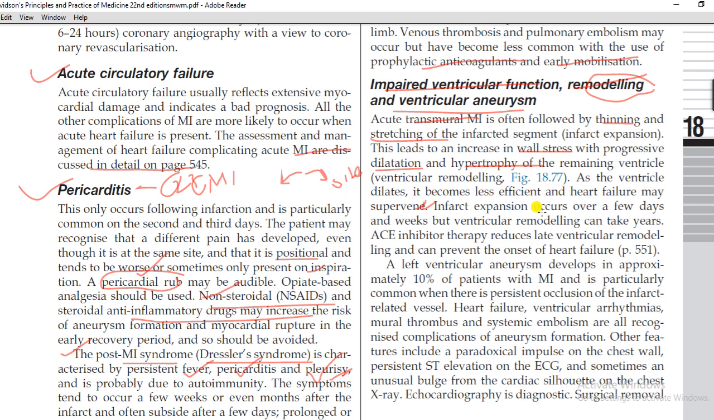In fact, expansion occurs over a few days and weeks, but ventricular remodeling can take years. Remodeling is a very broad term and it takes time. However, there is dilation of the ventricle, and expansion of the ventricle occurs within a few days.